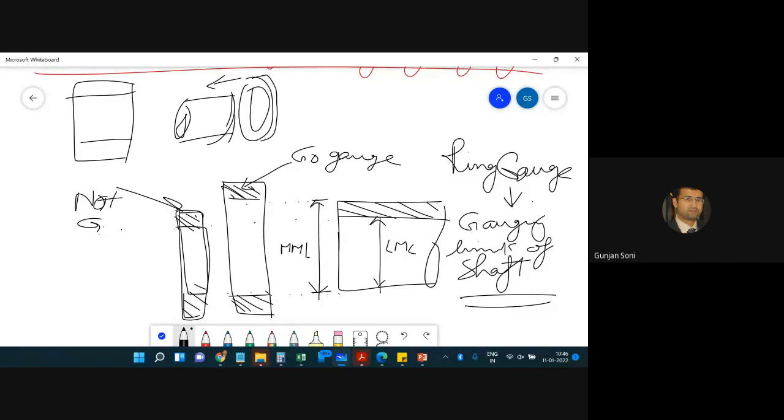And no go gauges can check only one single element at a time, unlike go gauges, because they are not going to pass through the profile of the object. So it's going to check only one type.